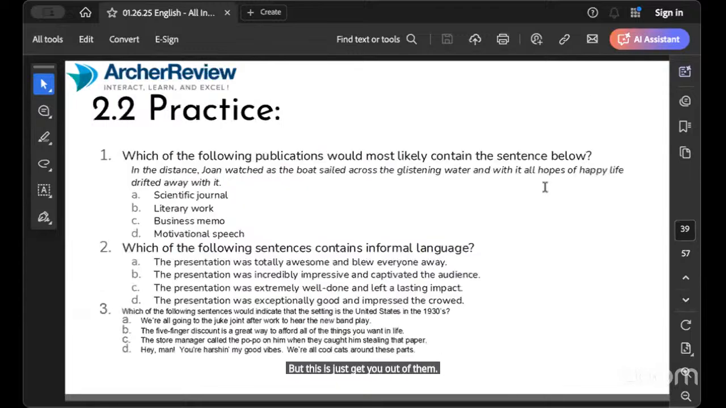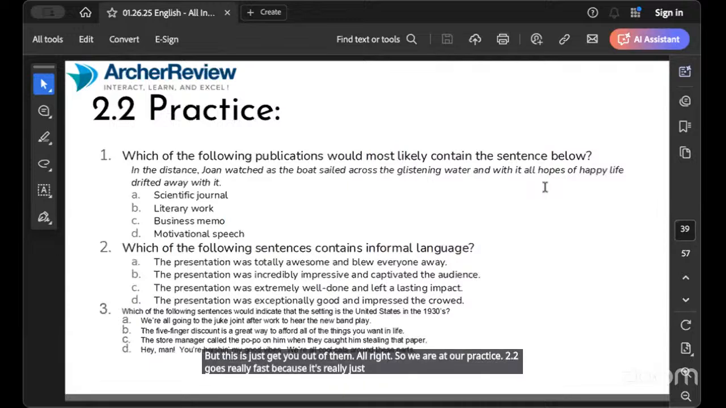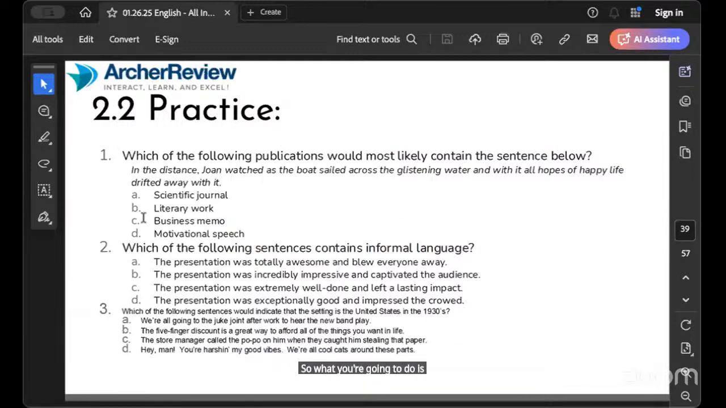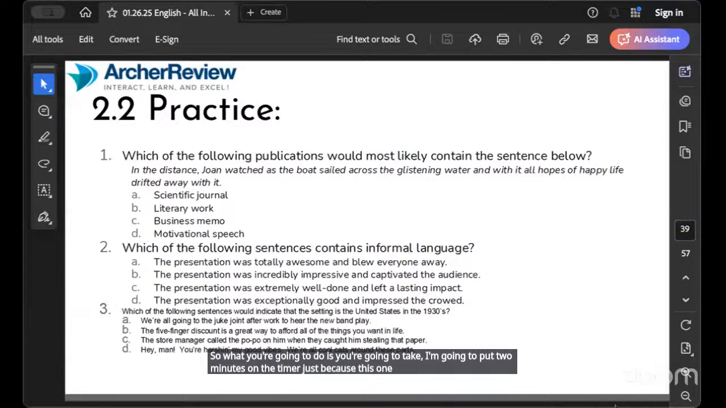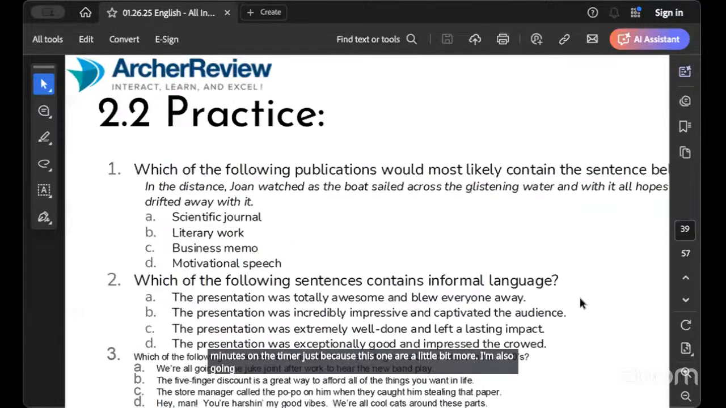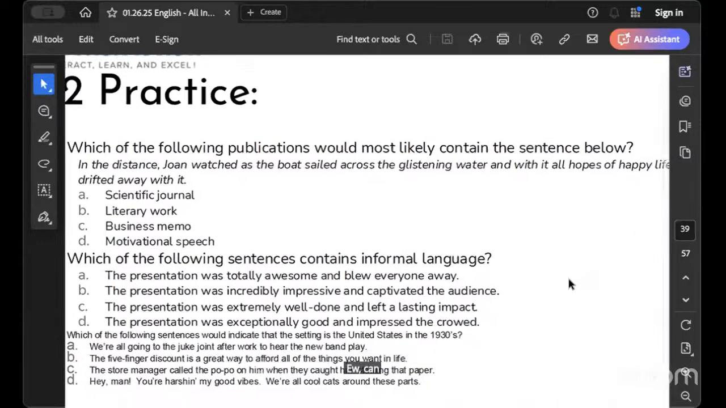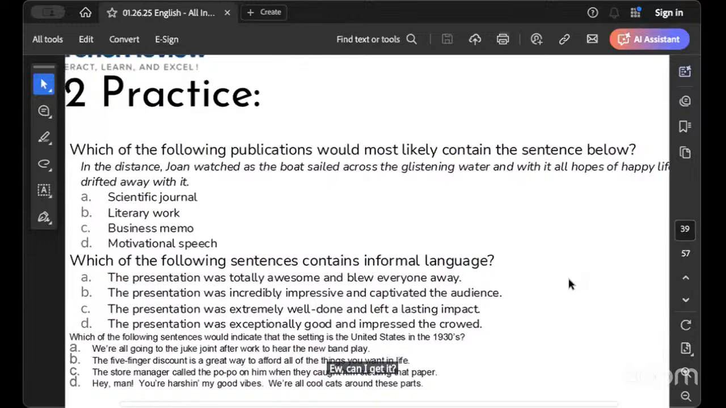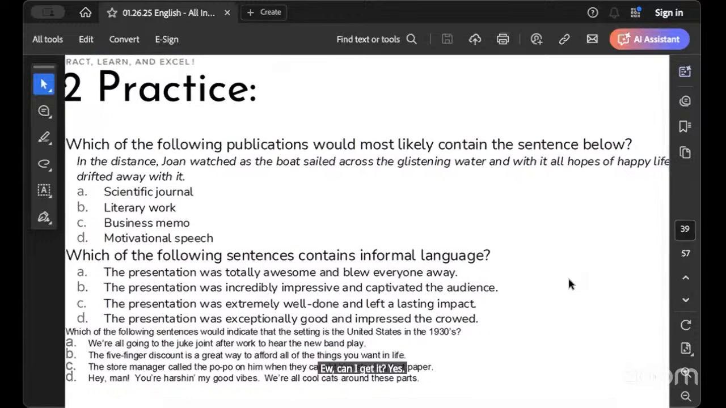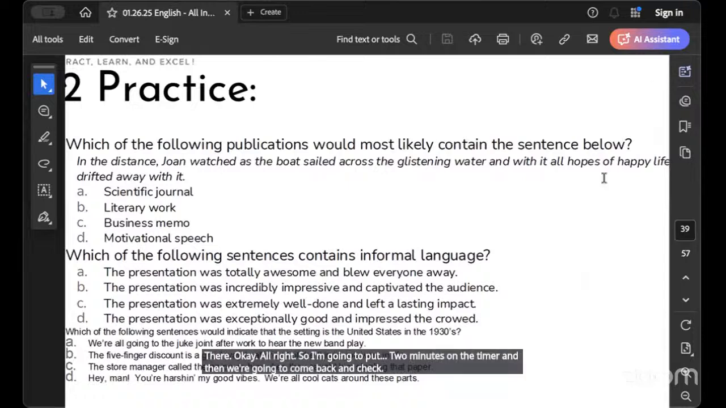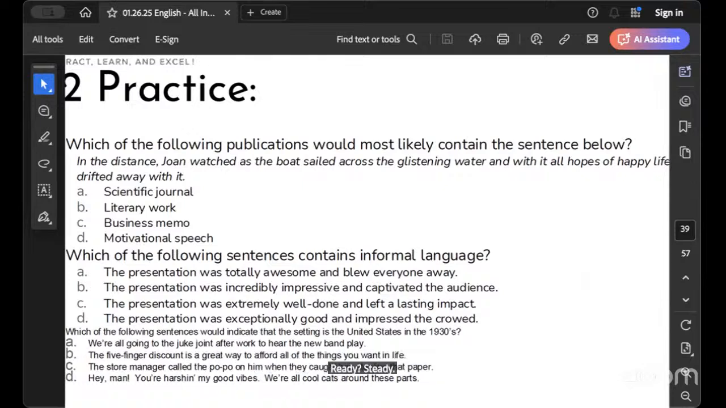All right, so we are at our practice. 2.2 goes really fast because it's really just an overview of terminology. So, what you're going to do is I'm going to put 2 minutes on the timer just because this one are a little bit more. I'm also going to zoom in a little smidgeroony. Yes. There. Okay. All right, so I'm going to put 2 minutes on the timer, and then we're going to come back and check. Ready? Steady. Don't fall. Go.